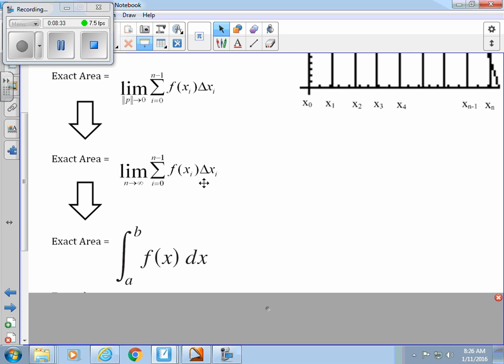These two things are completely equivalent. The integral from a to b of f of x dx is equal to that infinite sum.